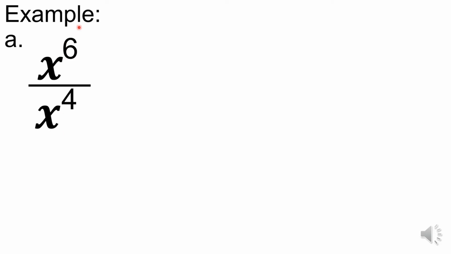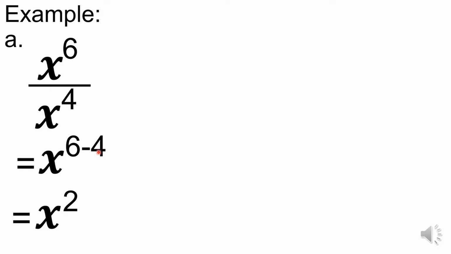Okay, in here, our example is x to the power of 6 divided by x to the power of 4. Notice that the first condition of our rule applies, when n, 6, is greater than m, 4. So all you need to do is apply the rule. So we got x to the power of 6 minus 4, we will have x squared.